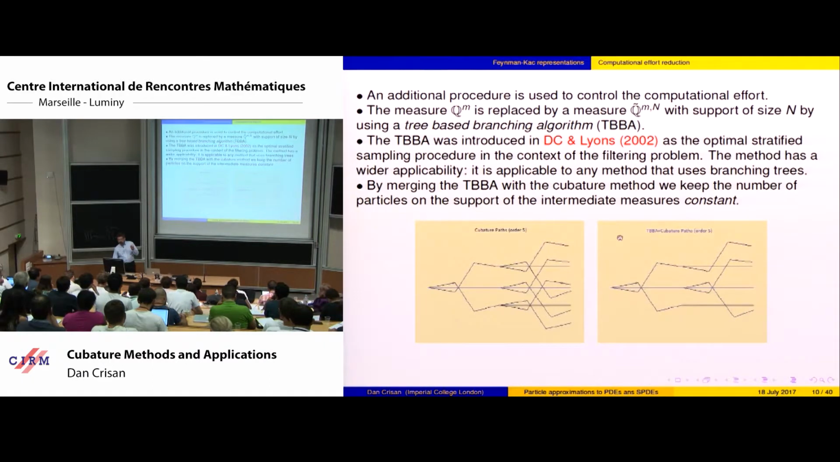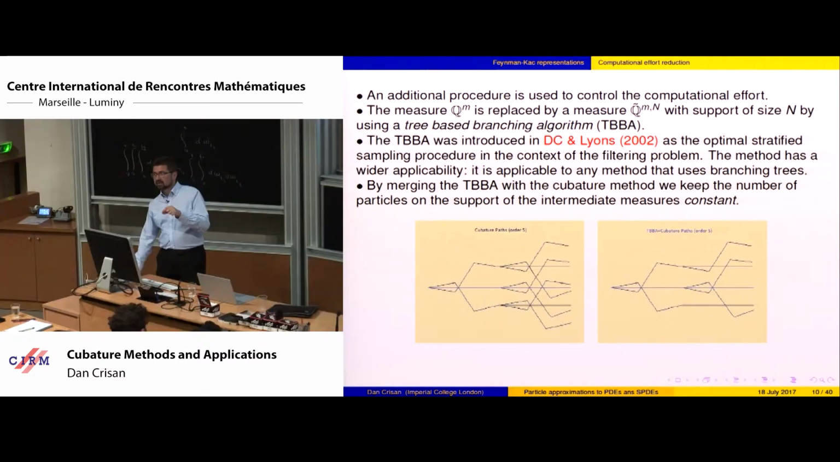And then for each of these M's, we have to solve a number of ODEs. The number of ODEs depends on the dimension. If you just solve for a cubature of order 3, you need, for example, order d squared paths if your ODE is in d dimension.